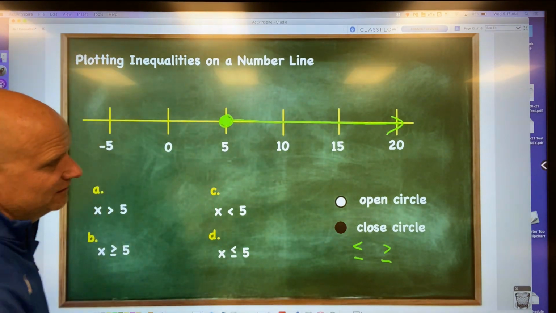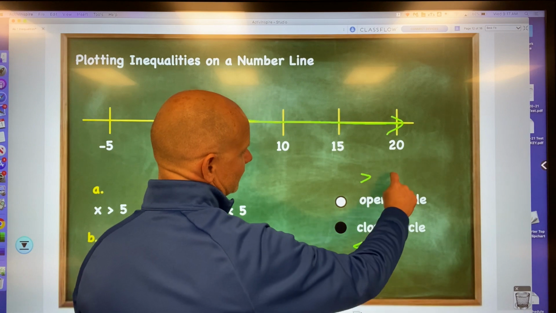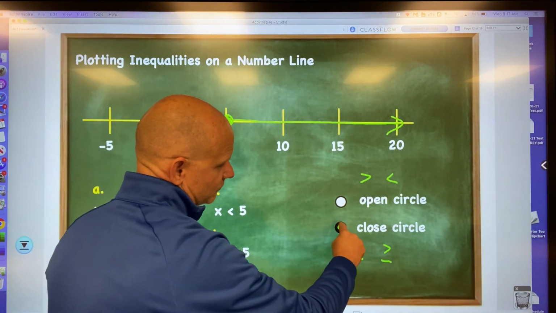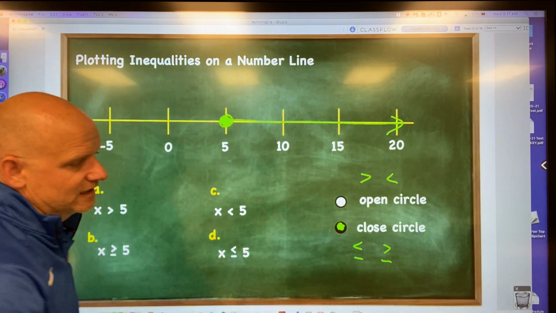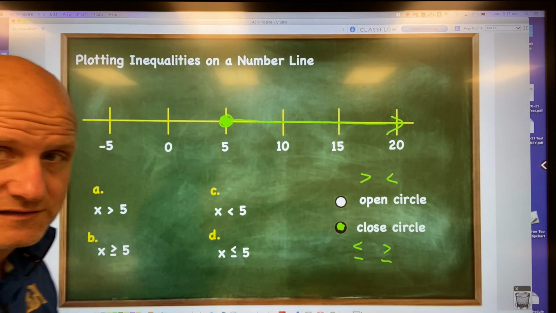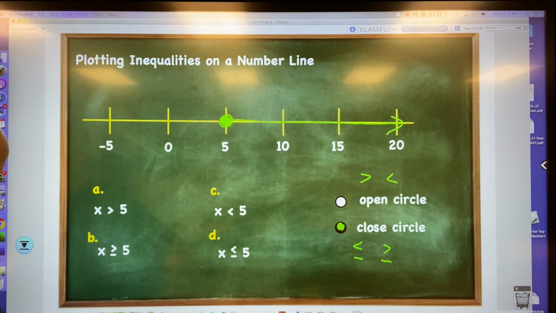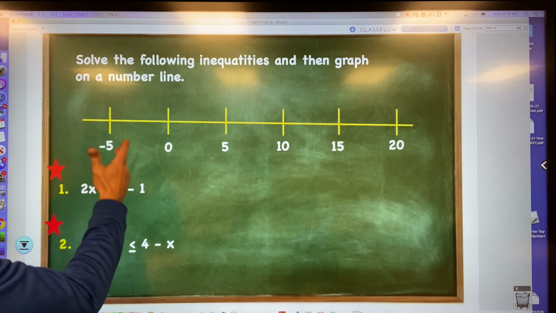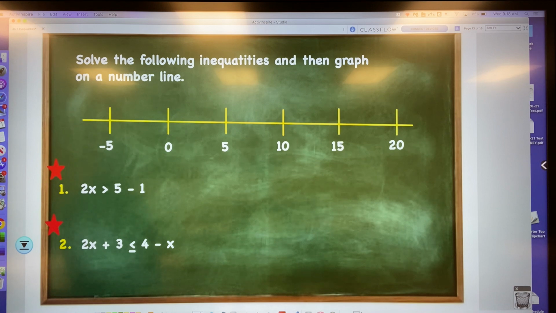So again, open circles for greater than or less than. Closed circles, which just means you color it in, would be for greater than or equal or less than or equal. With that said, just try these two. You need to solve first, right? Let's solve for x. You got to get x by itself. And then let's figure out how to plot it.